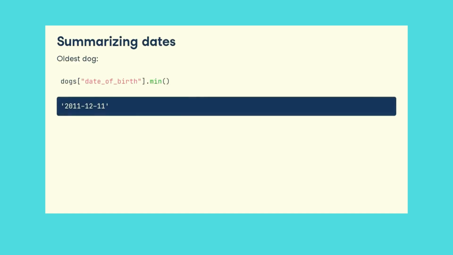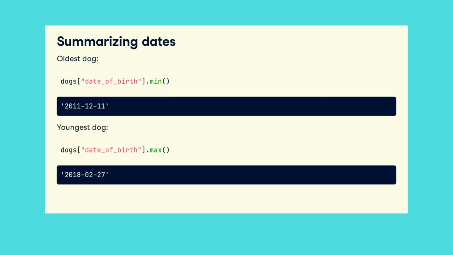You can also get summary statistics for date columns. For example, we can find the oldest dog's date of birth by taking the minimum of the date of birth column. Similarly, we can take the maximum to see that the youngest dog was born in 2018.